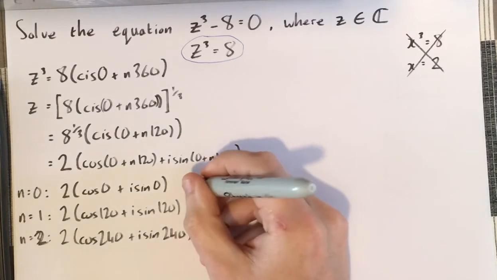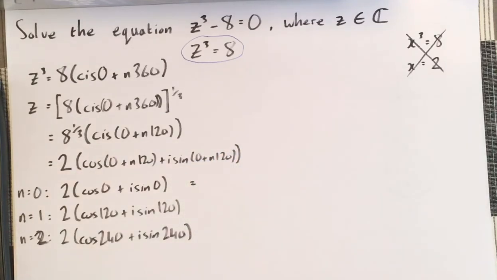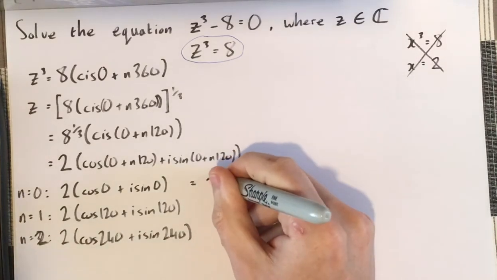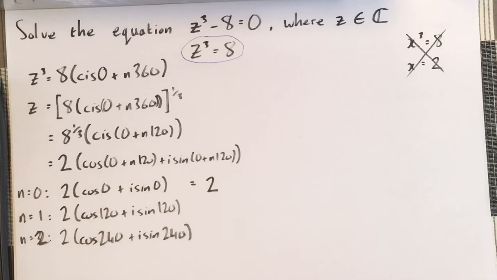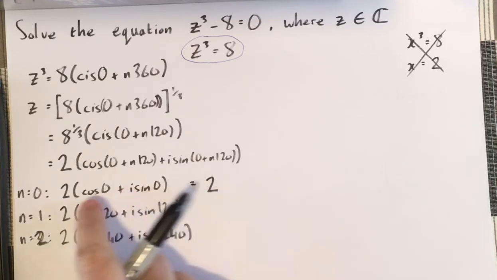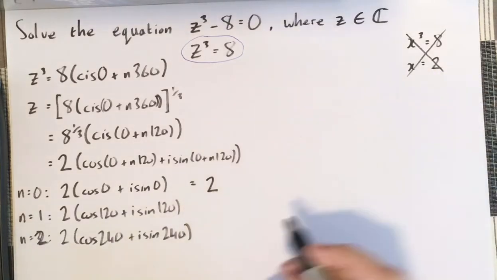Again, I'm going to want to write those in rectangular form. That's the default here, even if they don't explicitly say it: change these back into rectangular form. So cos of 0 is 1, and 2 times 1 is 2. Sine of 0 is 0, so 2 times 0 is 0. So that one is 2, which we might expect.